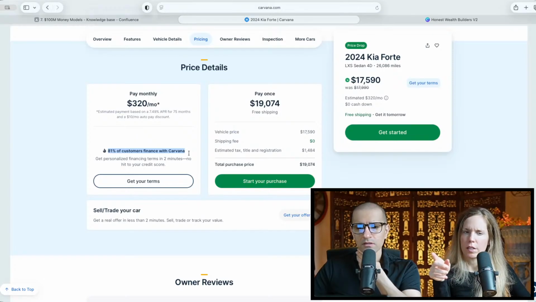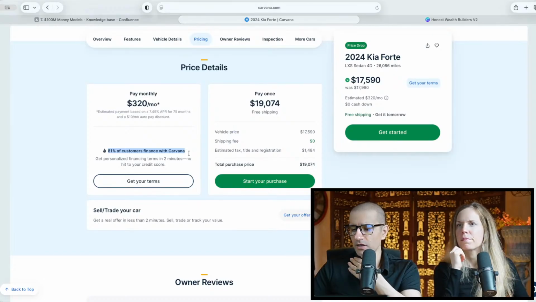They're not a marketplace, right? All the cars they're selling are cars they bought. That's the question I was going to ask. Okay. The cars that they're selling, they own them outright?